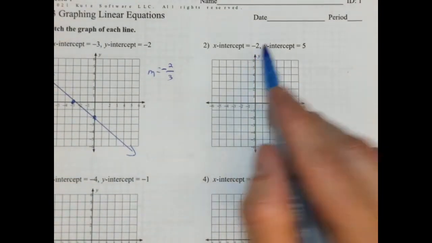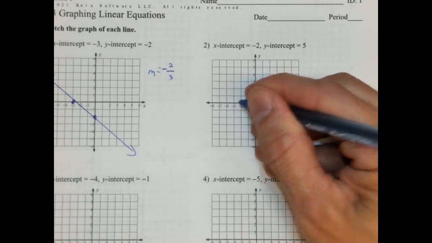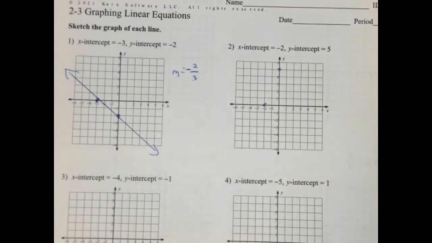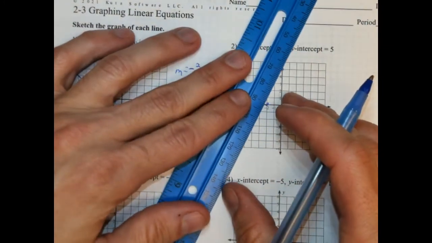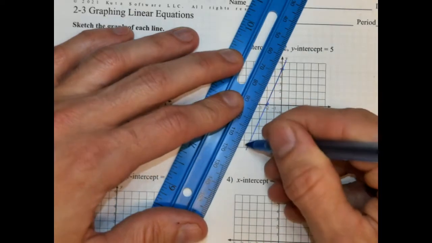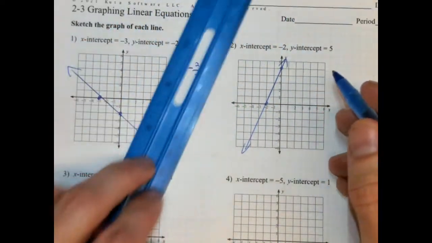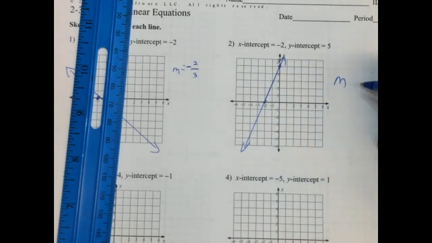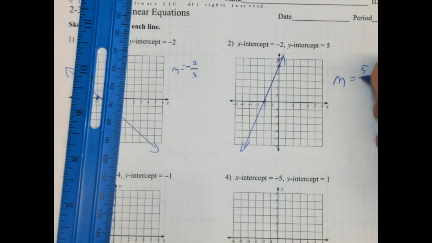Okay, let's check this one out. So x-intercept of -2, y-intercept of 5. This is going to be a positive slope. You can see because it's going up from left to right. I'm going to go ahead and connect these. There we go. And again, what's the rate of change here? 5/2. That's positive.